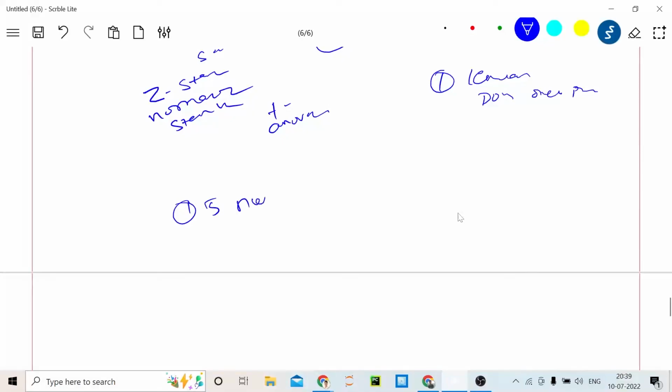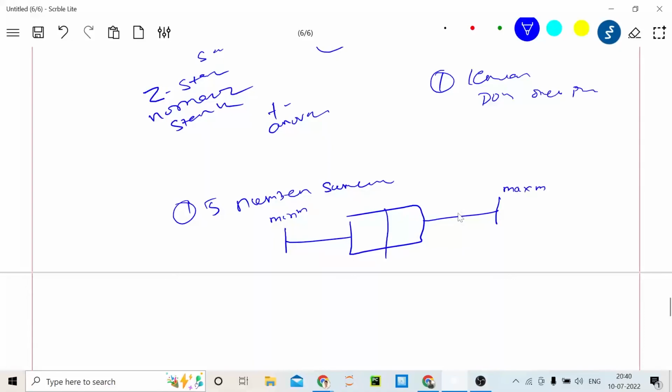There is a 5-number summary. That means there is something called a box plot. I will tell you in the next class. The box plot is like this. This is the minimum. This is the maximum. This is called the 50 percentile, not percentage. This is the 75 percentile. This is the 25 percentile.